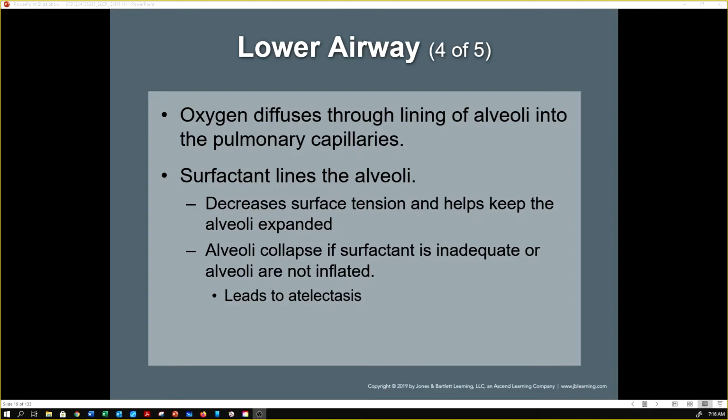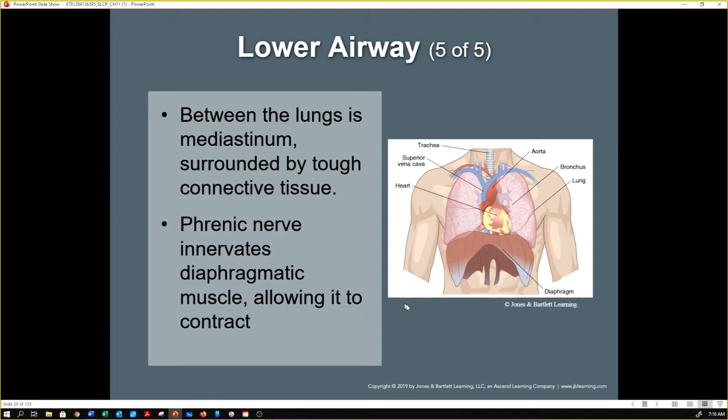And so it all comes down to where the surface area is going to result in a smaller surface area, resulting in less stretch of the alveoli. Here we have that phrenic nerve again. We're talking about it again. And the phrenic nerve again sends that impulse to the diaphragm to contract.